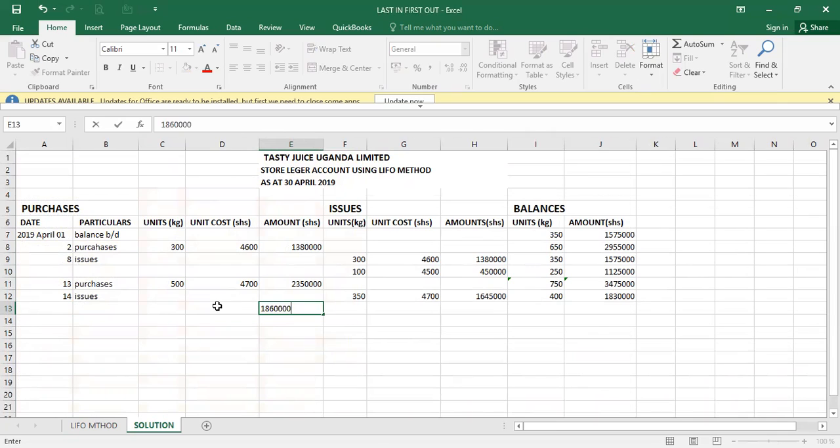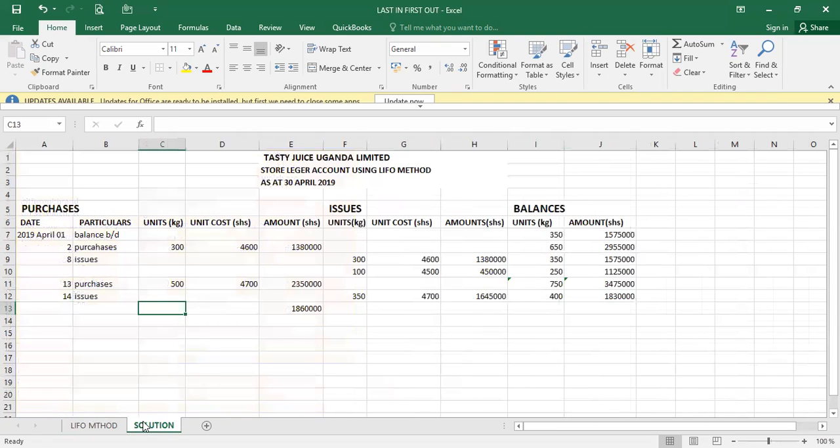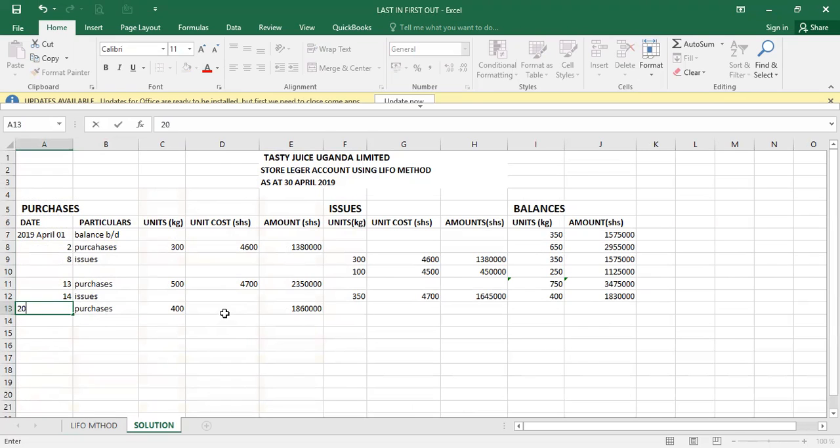1,860,000. We bought how many units? We bought 400 units, and these are purchases. Purchases, we bought them on the 20th. I hope the date is okay.